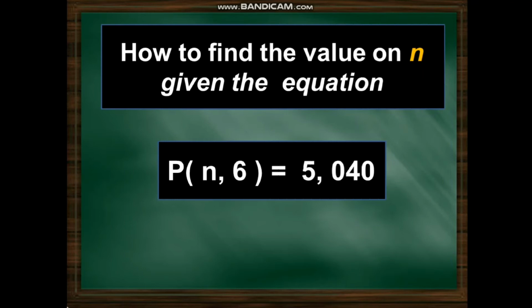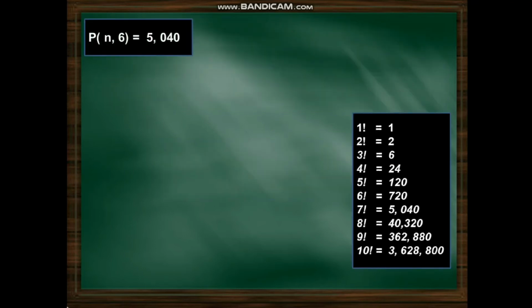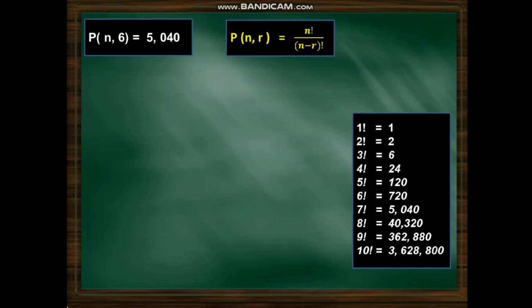So, this is our problem. We're going to find for the value of n where this is the permutation of n taken 6 at a time, which is equivalent to 5,040. Gamit po tayo ng formula. So, we have the permutation of n taken r at a time is also equivalent to n factorial divided by n minus r quantity factorial. Since given na po yung kanyang possible permutation, ang problem na lang natin is yung n. So let us just substitute.